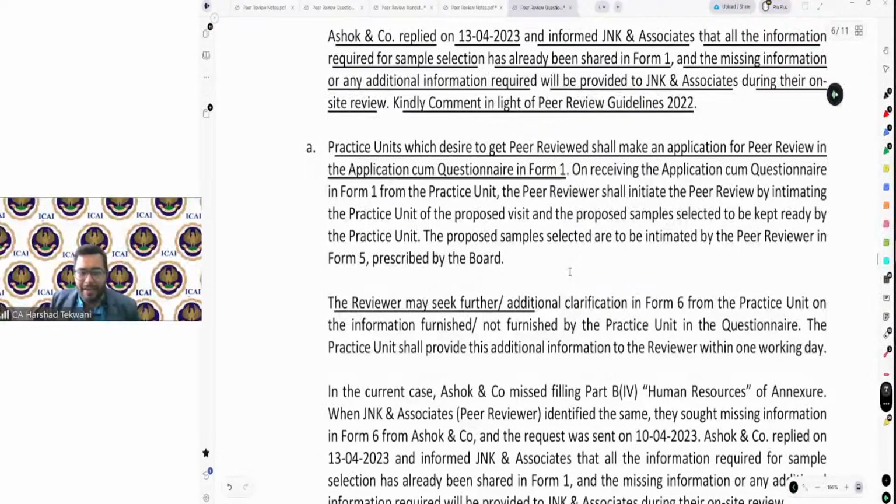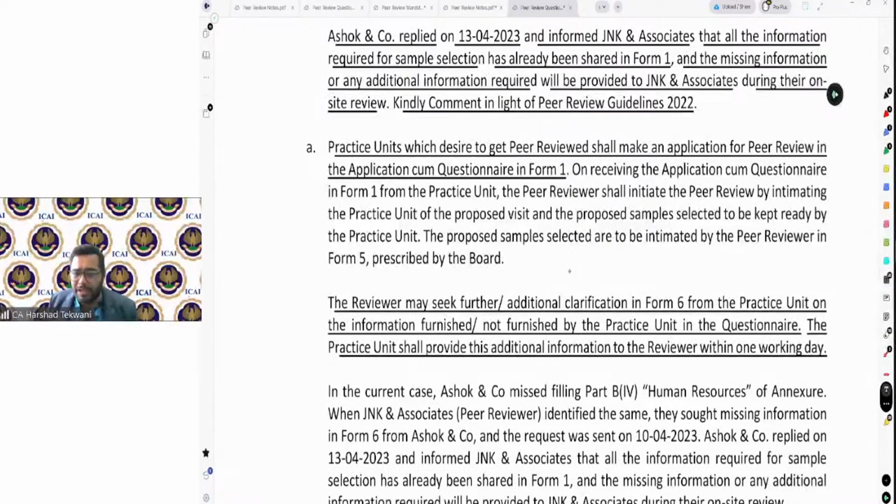The reviewer may seek further additional clarification in Form 6 from the practice unit on the information furnished or not furnished by the practice unit in the questionnaire. Now, the practice unit shall provide this additional information to the reviewer within 1 working day. So the provision talks about that within 1 working day, this information is required to be provided.